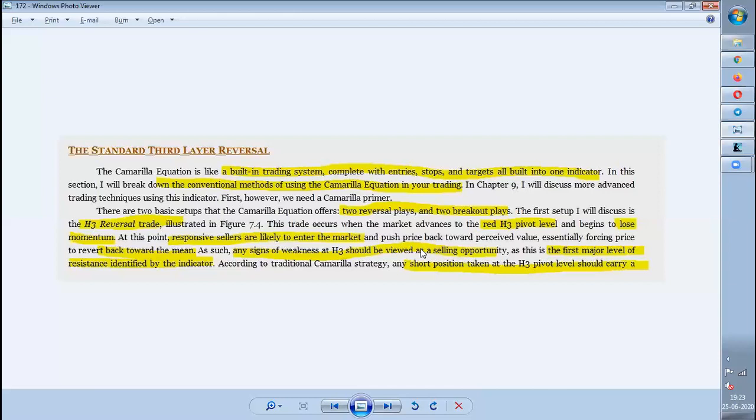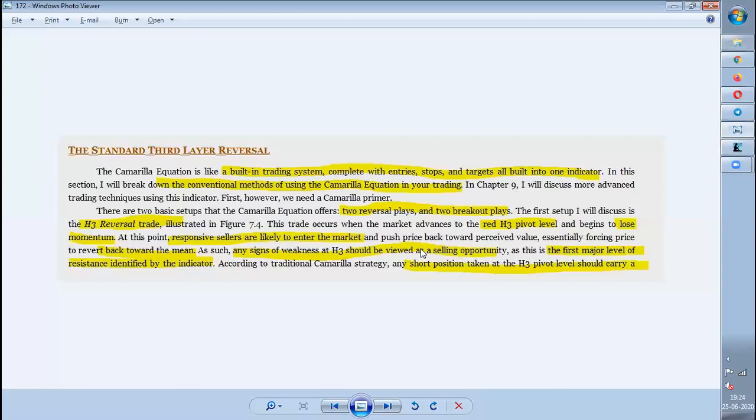So as you guys know from the previous videos on Camarilla, two zones are for reversal, H3 and L3, and H4 and L4 are for breakout. This is what you have seen, and this video is especially for the H3 reversal trade.